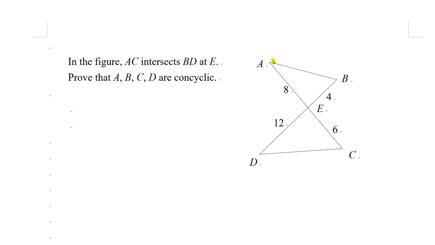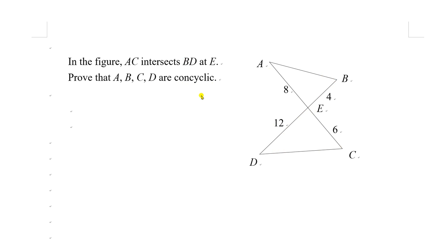In the figure, AC intersects BD at point E. As you can see in the figure, AE equals 8, BE equals 4, CE equals 6, and DE equals 12. Prove that A, B, C, D are concyclic.